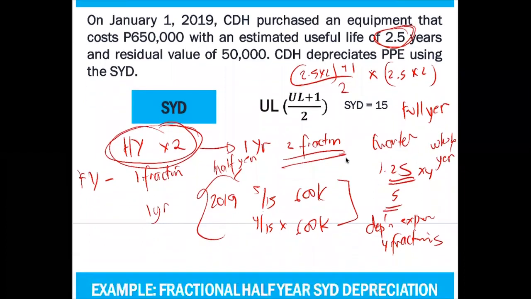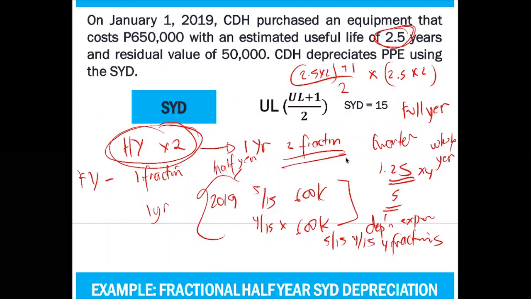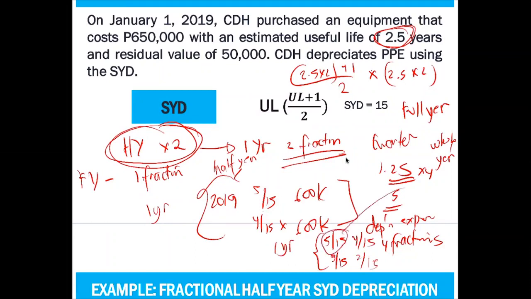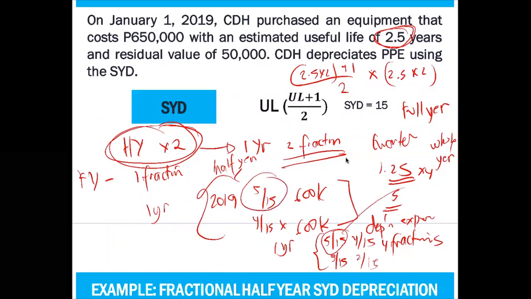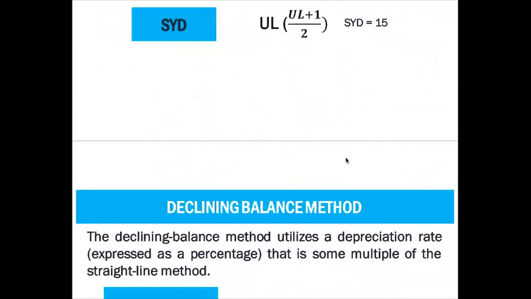Paano naman dito sa quarterly? Meron tayong 5 over 15, 4 over 15, 3 over 15, and 2 over 15 to make one whole year. Because one fraction here now represents 0.25. While here, one fraction represents 1/2 year. Okay? So if ever it is not full year, make it as a full year.